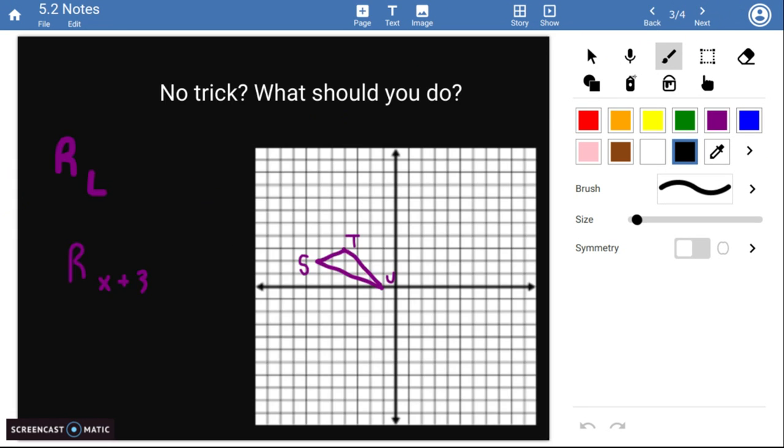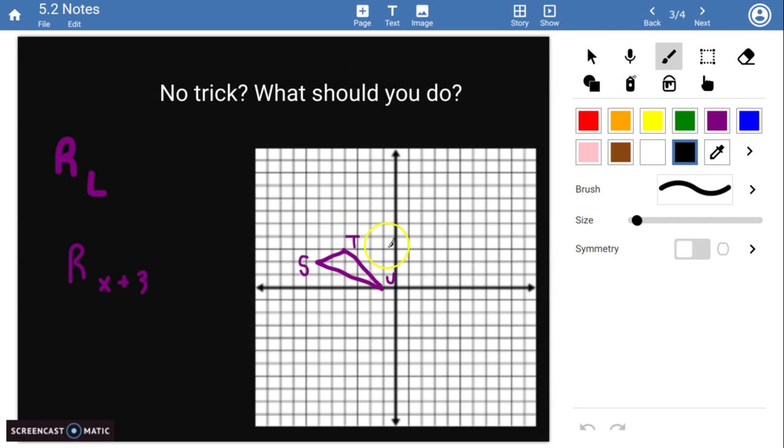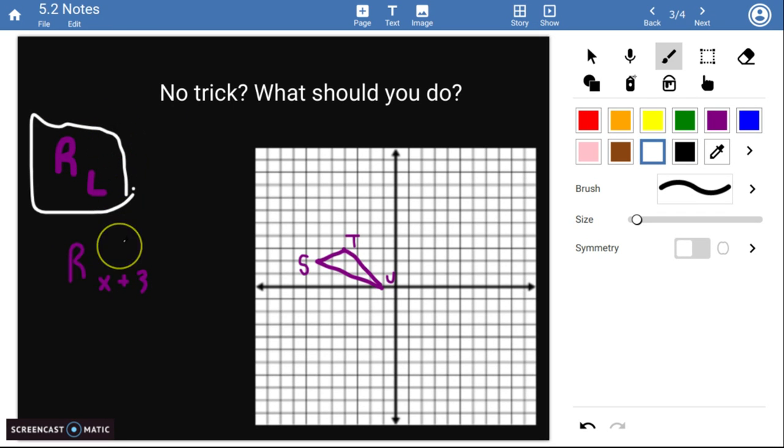So some practice. Well, what if there's no trick? What should you do? Well, this isn't really practice, but this is the hardest thing that you might have to do. So when we knew our equations for the translations, we knew the one that was, what was it?